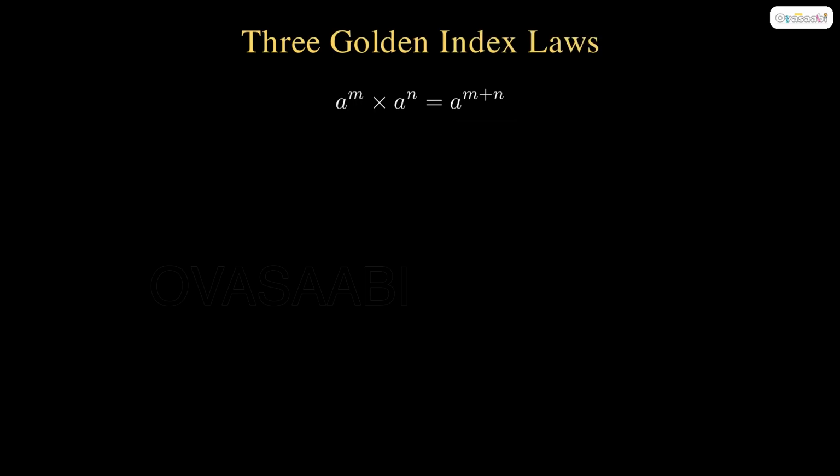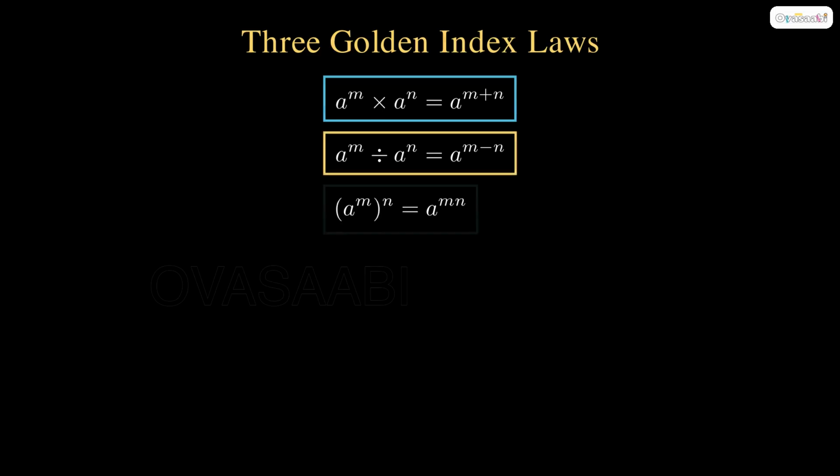Three golden rules rule the world of indices. When multiplying same bases, add the powers. When dividing, subtract. When you have a power of a power, multiply the powers.